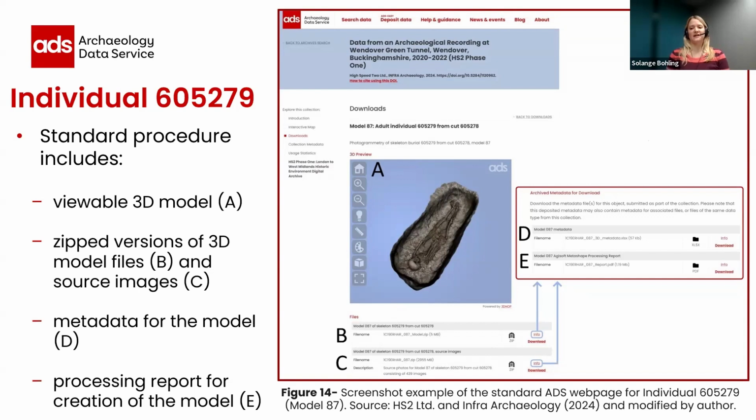As part of the ADS's standard procedure, all of this data would be available for download through their website. As shown in Figure 14, for each model, the ADS's standard 3D protocol would include a browser-based viewable 3D model, zipped versions of the 3D model files and source images, metadata for the model, and the processing report for the creation of the model. A user wishing to find the skeleton's location within the cemetery, associated context sheets and excavation photographs, or osteological data would therefore need to do a considerable amount of perusing of the data to locate the information they needed.